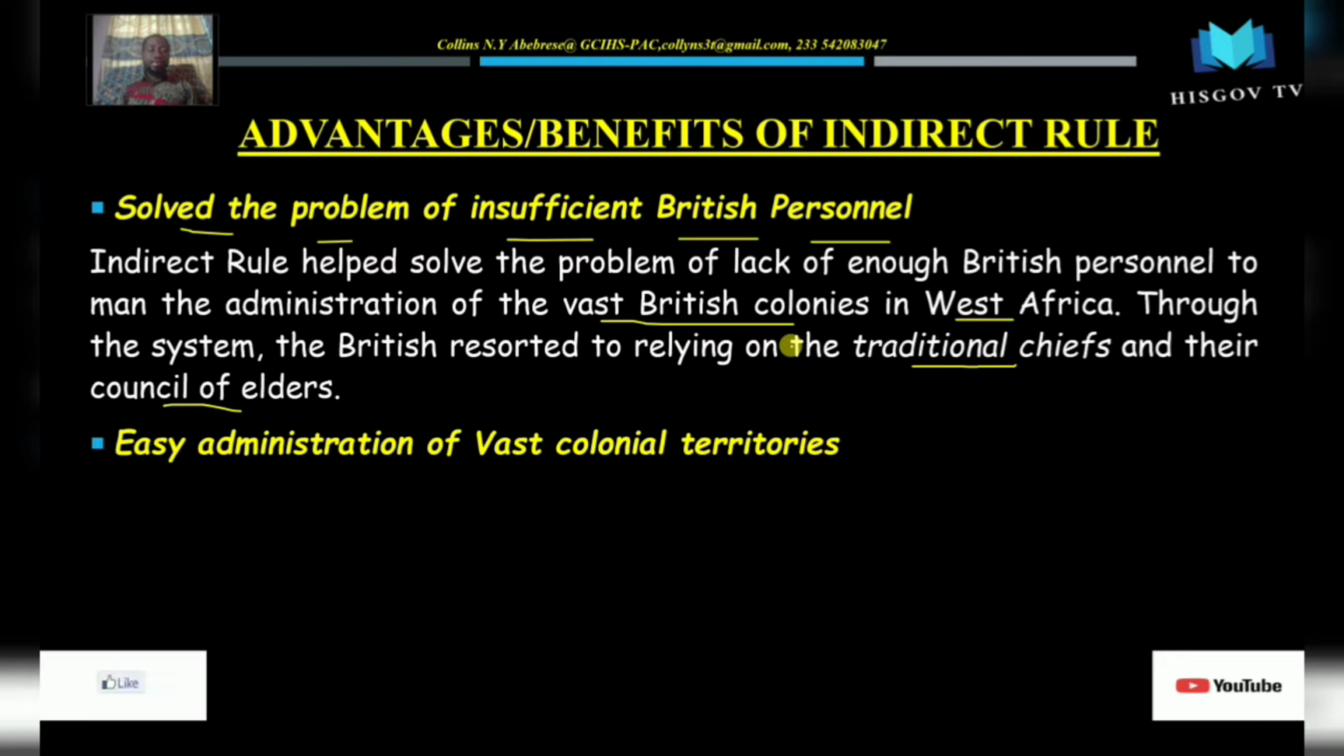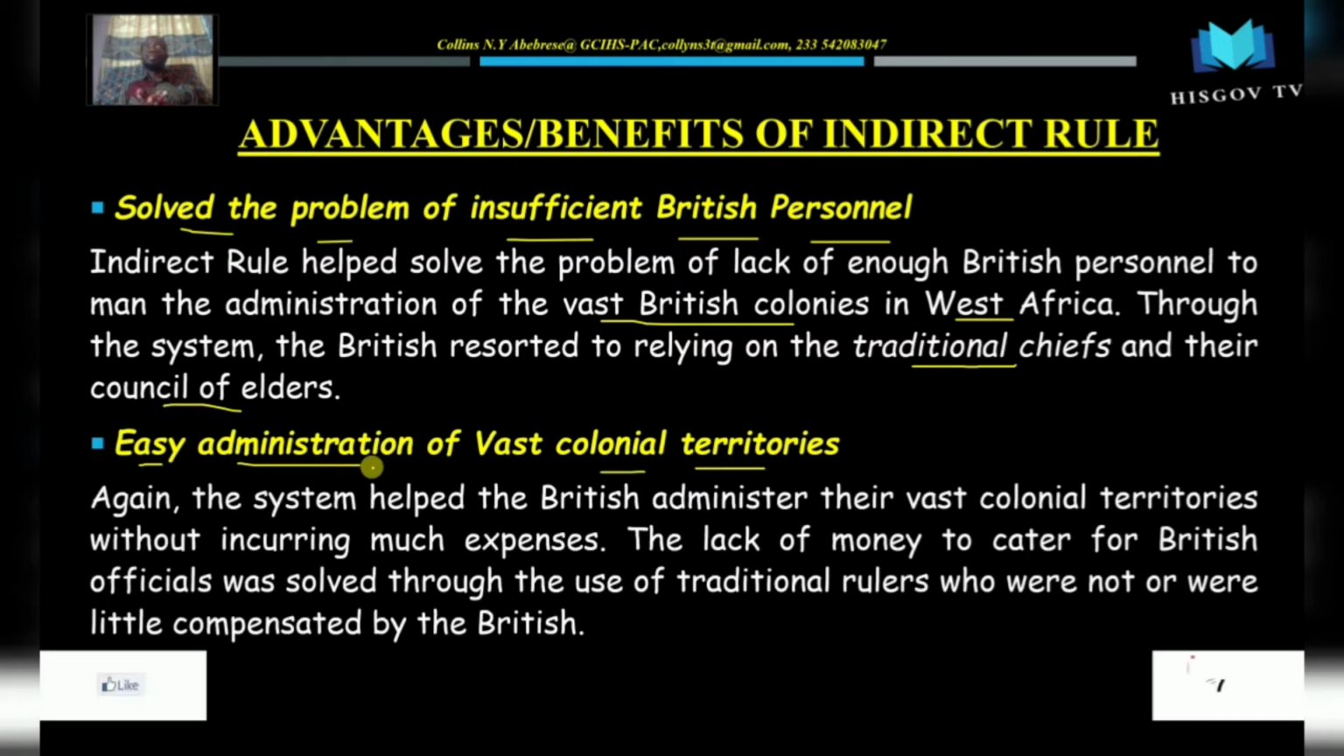Let's look at the next advantage or benefit of the indirect rule system to the British. The next one was that the indirect rule system helped in the easy administration of vast colonial territories.